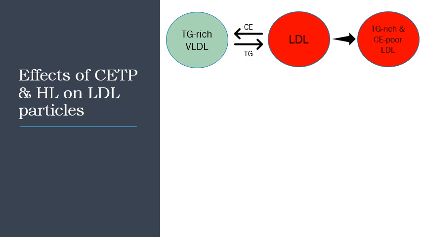The triglycerides are not allowed to accumulate indefinitely. So CETP takes the triglyceride out of the VLDL and puts them into the LDL in exchange for cholesterol ester out of the LDL. This results in a triglyceride-rich and cholesterol-poor LDL.